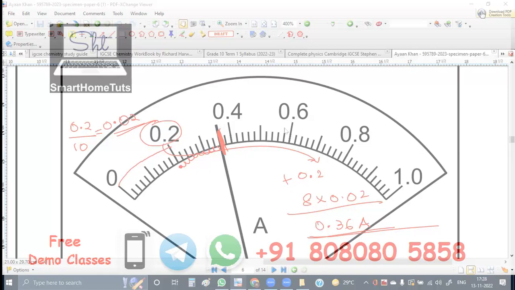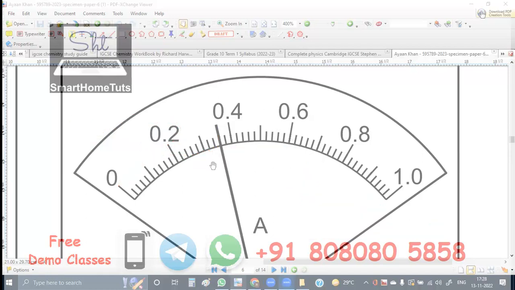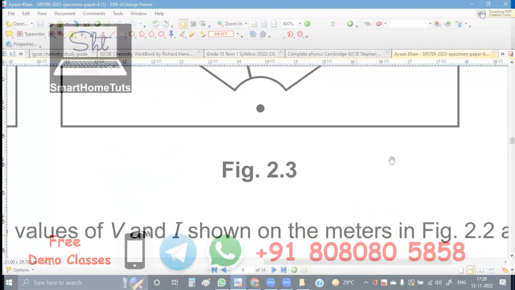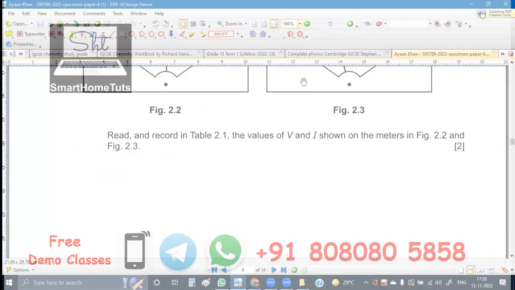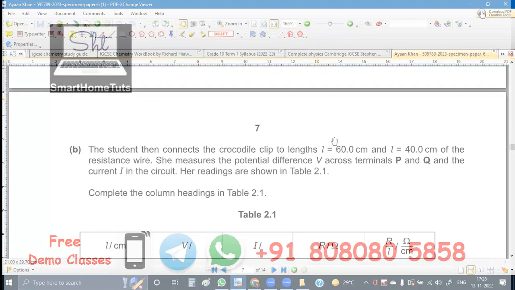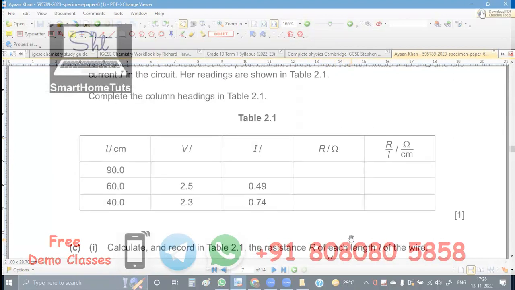Okay, I have put all the readings. Okay, that is being taken.